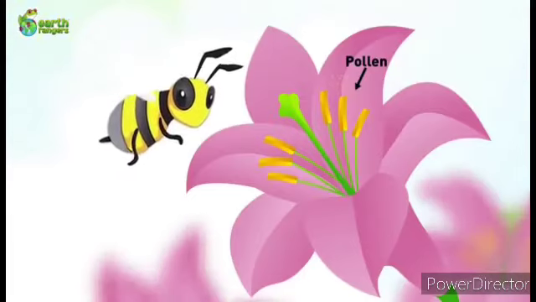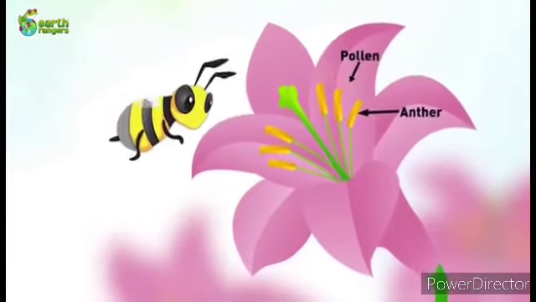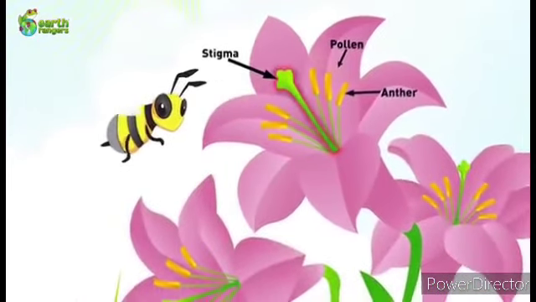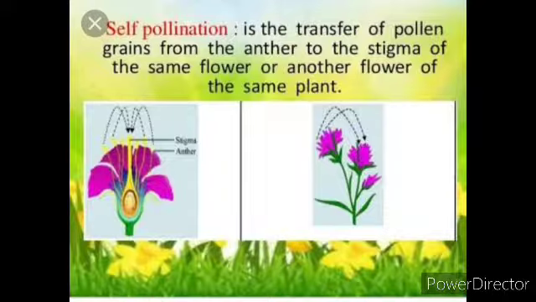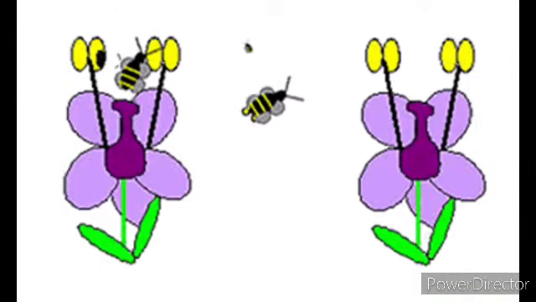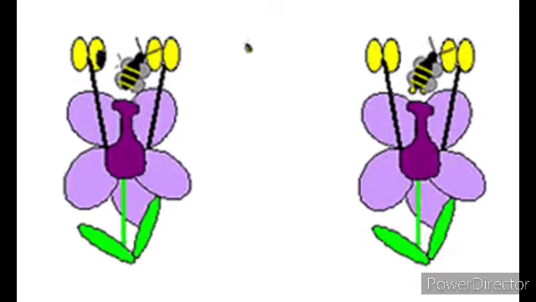In the case of self-pollination, it may occur within the same flower or between 2 flowers on the same plant. Here, the pollen grains from the anthers may fall on the stigma of the same flower or on the stigma of another flower on the same plant. The second type is cross-pollination. It occurs between two flowers on different plants, but the plants should belong to the same species.